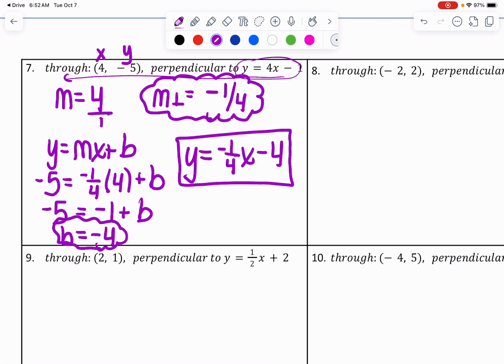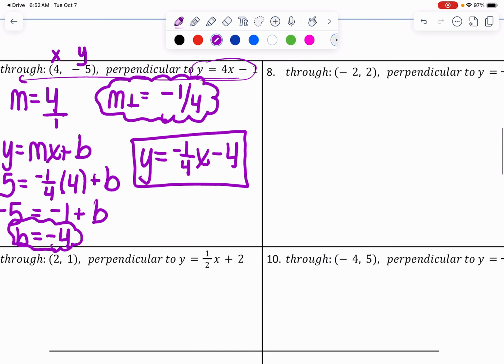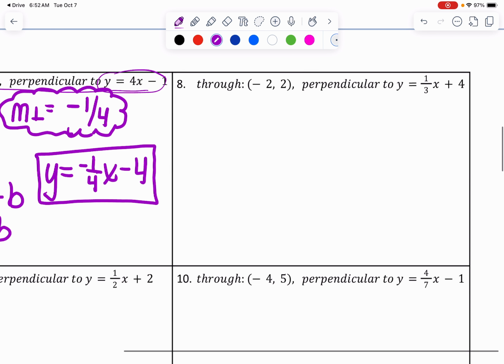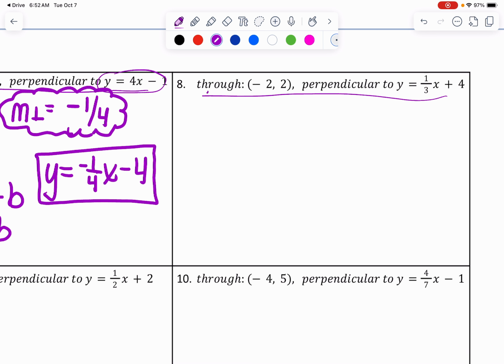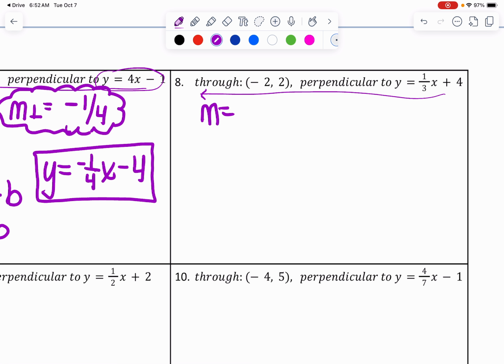So it's basically the same thing, just that one extra step. All right, we're going to try this again. So read this way. So here's what I'm going to start with. The slope of just that line is the number sitting in front of x, so it'd be 1/3.